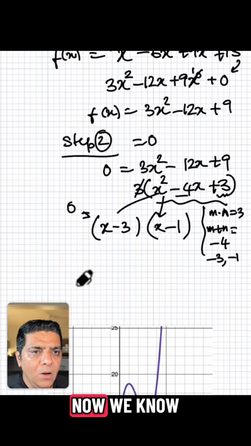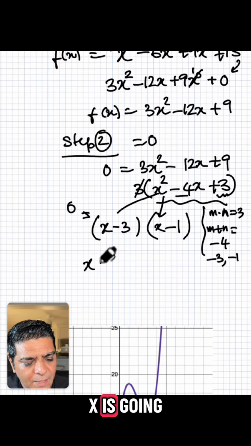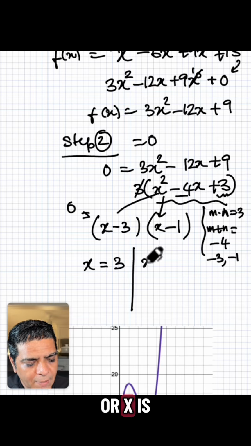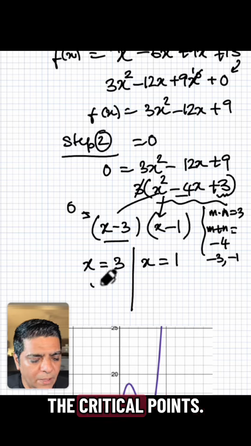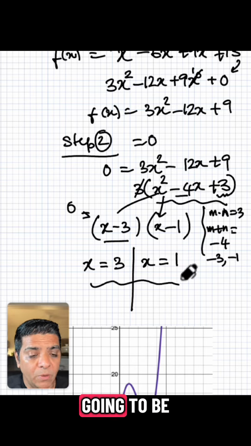Okay, great. Now we know from the zero product rule x is going to be 3 or x is going to be 1. So we set each of these equal to 0 and we get x equals 3 and x equals 1. So those are the critical points. Now those are the points where the slope is going to be 0 or undefined.